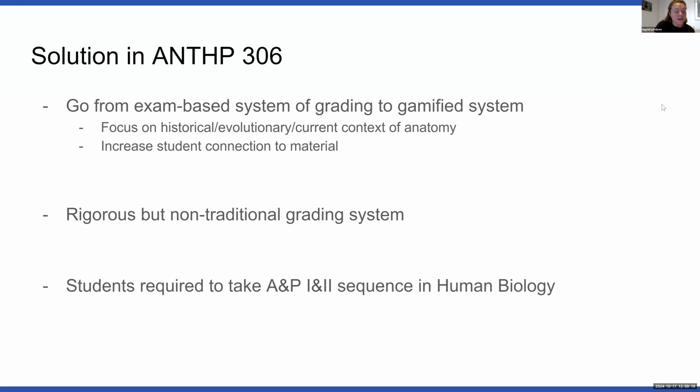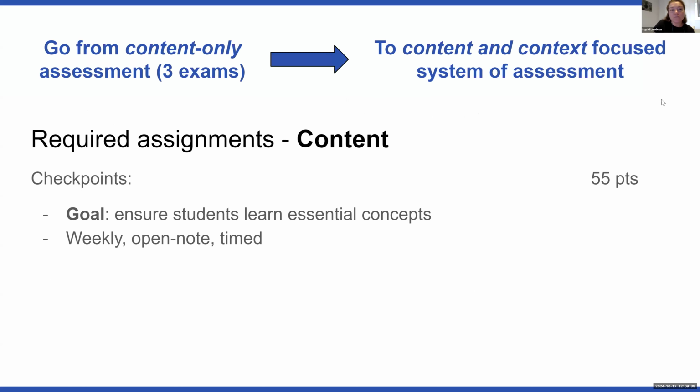One thing that I'm going to preface right off the bat is that students within the human biology major are required to take the A&P 1 and 2 sequence. So they're already required to take other anatomy courses, and that freed me a little bit to be more flexible with how I was presenting the material to them. So I was trying to go from this traditional content-only assessment with these 3 exams to more of a content and context-focused system of assessment.